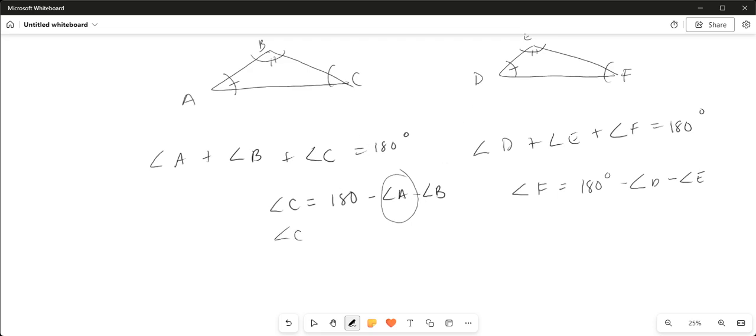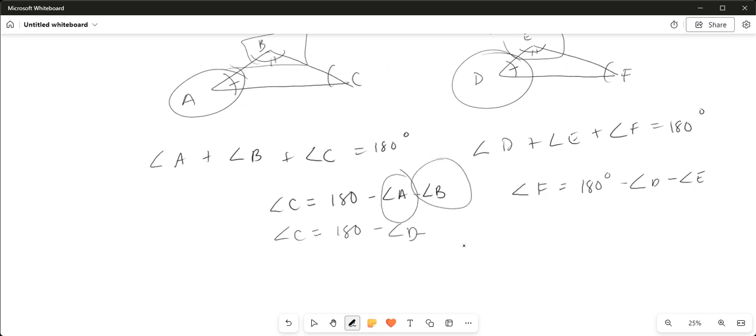So angle C is equal to 180 minus that angle D, which is the same as angle A. And then we can replace angle B right here with angle E, minus angle E.